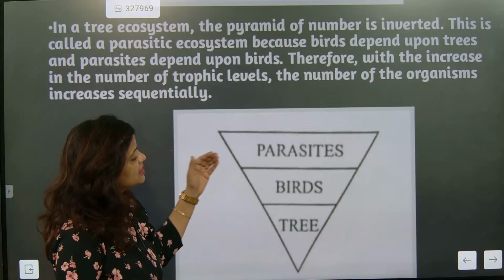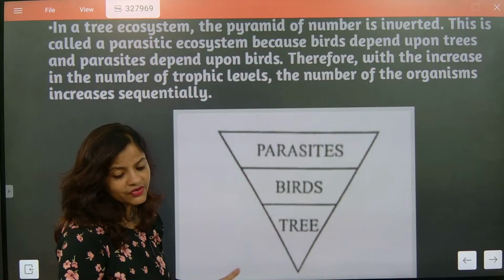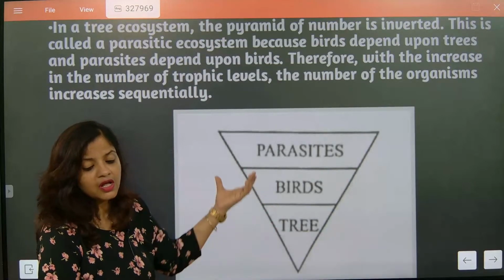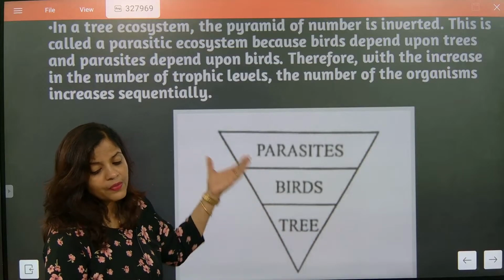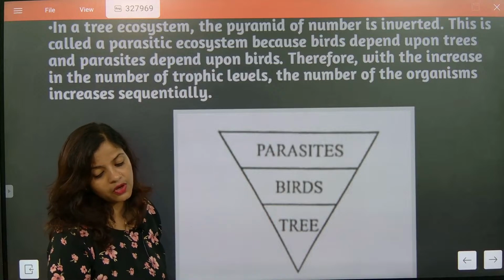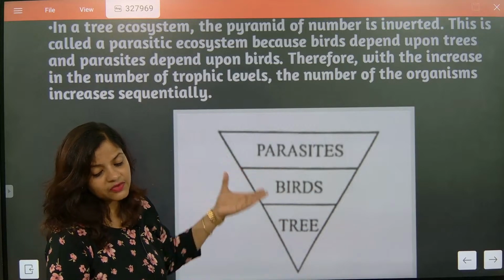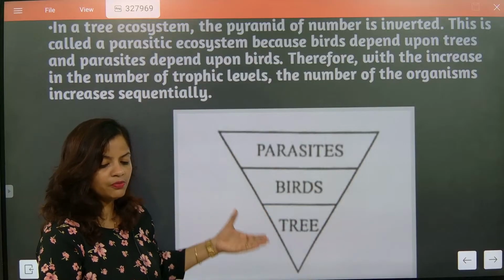So definitely parasites, birds, and trees are there. Trees are in the lower level. Why are trees in the lower level, beta? The trees are the basic one. The birds live on trees, and the birds depend upon trees. Now the parasites will depend on birds and also on trees. How? The parasite lives on the host body. Understood? So definitely the parasites will depend on both the factors.